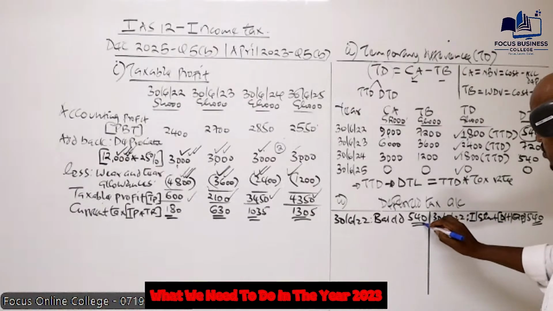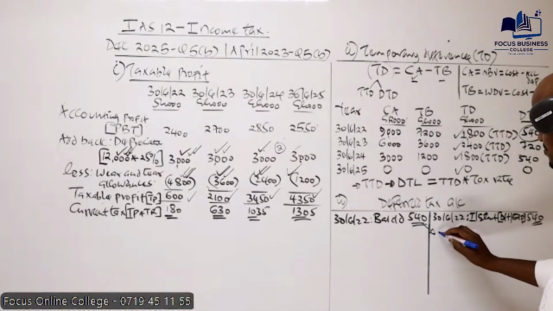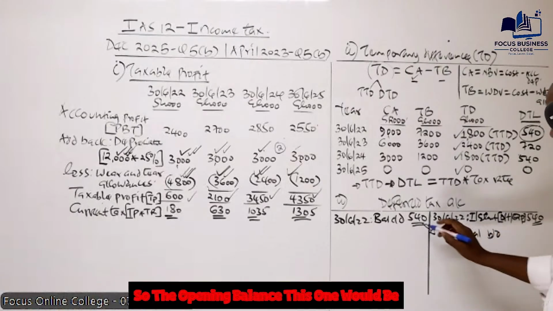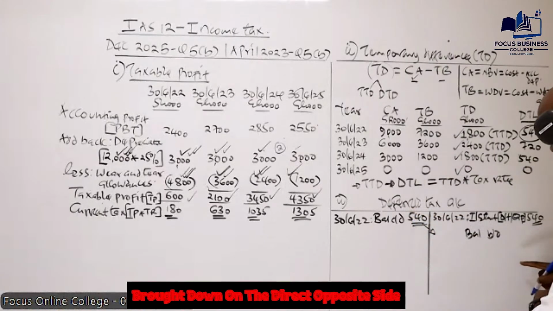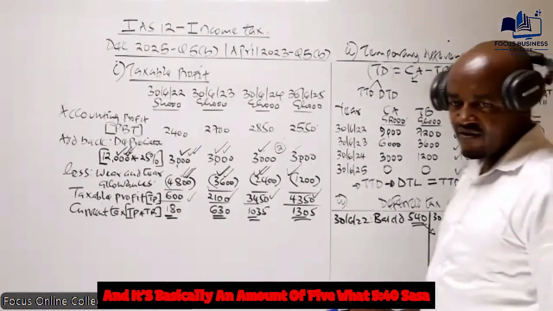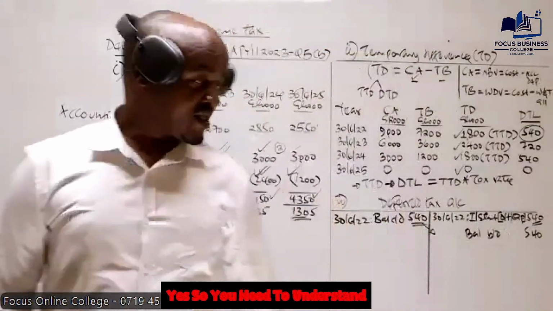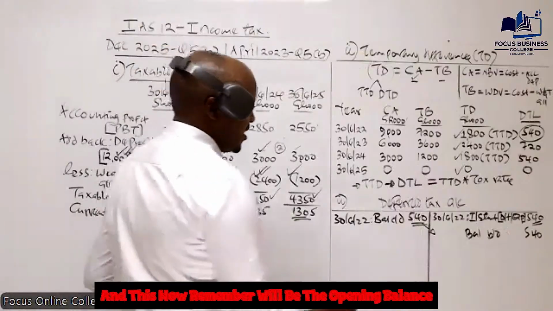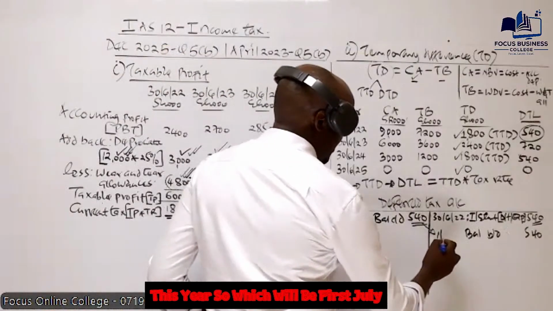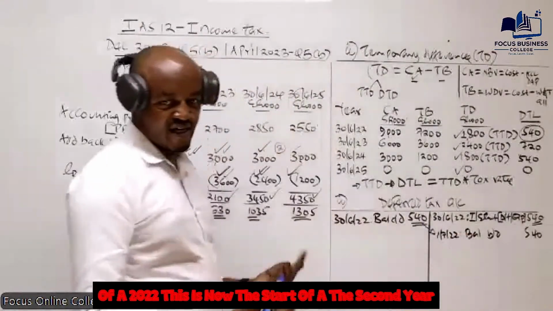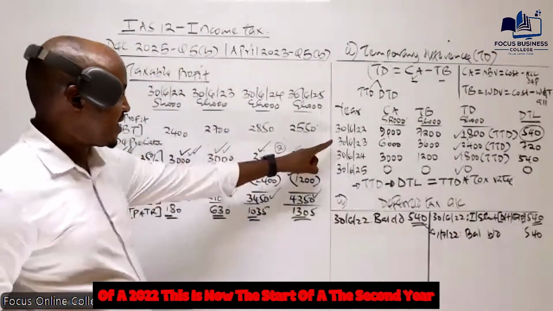So what we need to do in the year 2023, first of all, is to bring down the opening balance. The opening balance will be brought down on the direct opposite side, and it is an amount of 540. You need to understand what you're doing here, because this is one of the items the majority of students don't understand. And this now, remember, will be the opening balance this year, 1st July 2022. This is now the start of the second year.